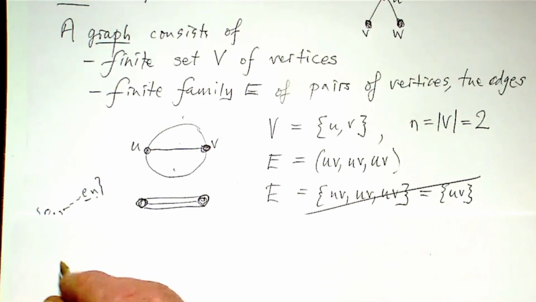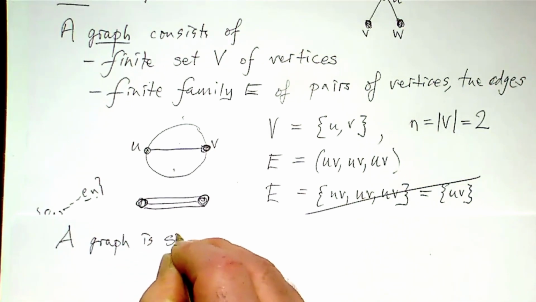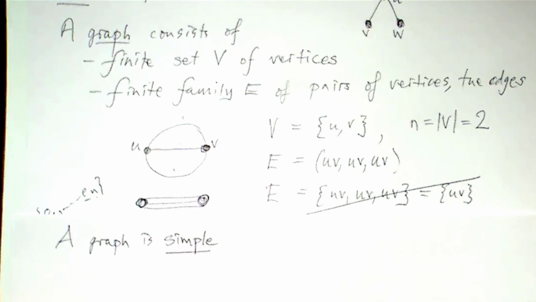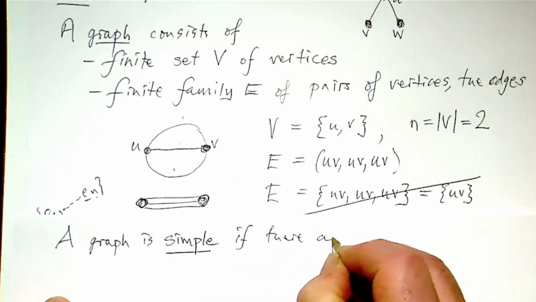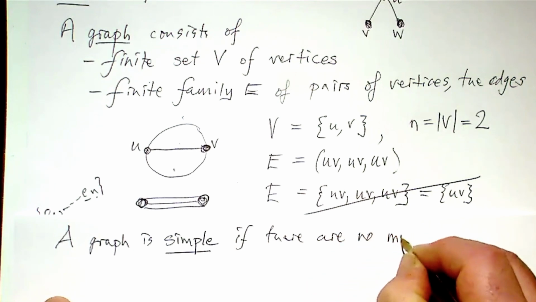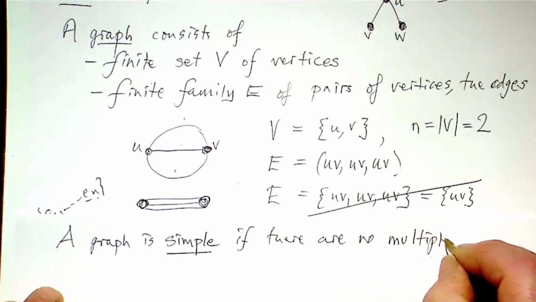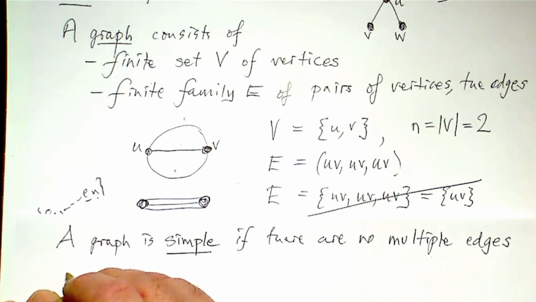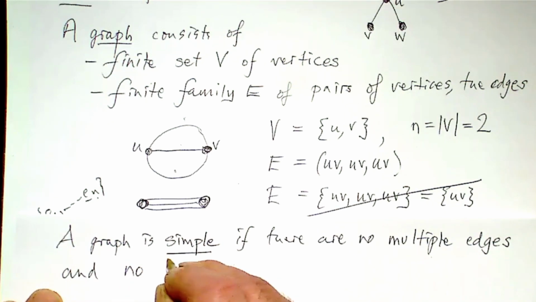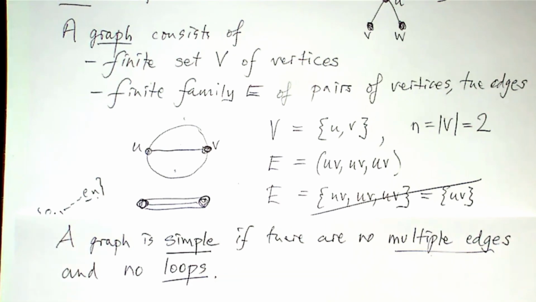So a graph is simple if there are no multiple edges. That means more than one edge between any given two vertices, and no loops. So a loop is an edge going from one vertex back to the same vertex.